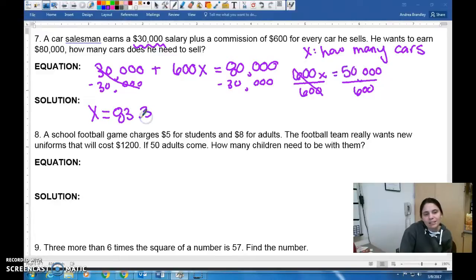Now, it doesn't really make sense for me to sell 83.3 cars, right? So if he really wants to make $80,000, he's going to have to sell at least 84 cars. Some people are tempted to round this to 83, but that would be less than how much he needs, so that's not going to work. You've got to round up in this case to 84.